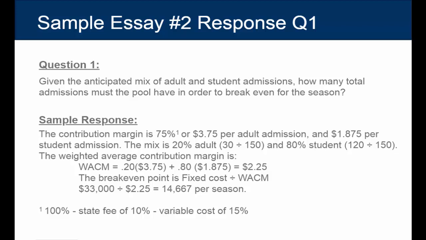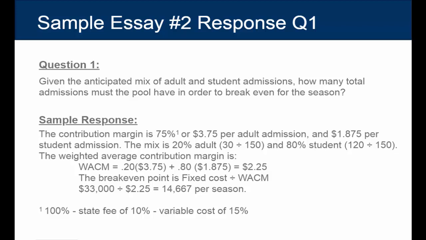We apply this contribution margin percentage to the admission price of an adult and then to the admission price of a student. Therefore, contribution margin of adult admissions is $5 times the 75% contribution margin, which is going to give us $3.75 per adult. The contribution margin for student admissions is $2.50 times the 75% contribution margin, and therefore it's going to be $1.875 per student.